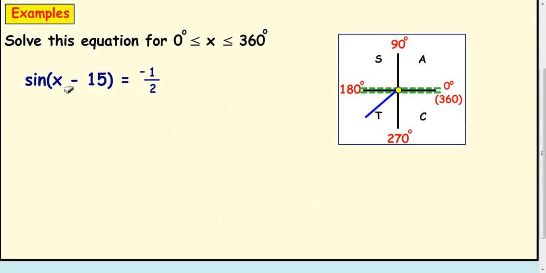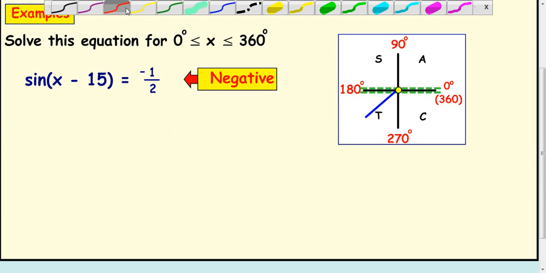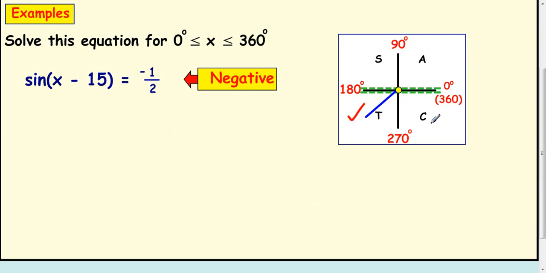Okay, last example here, a bit of a trickier one with an x take away 15 in the brackets. The start is exactly the same as we did before. We'll adjust the x minus 15 right at the last minute. So we work out if the sine wave is positive or negative here, and it's negative. We tick which quadrants the sine is negative, and that would be the tan and the cos. We then work out the acute angle, so we inverse sine positive of a half, and you're going to get 30.